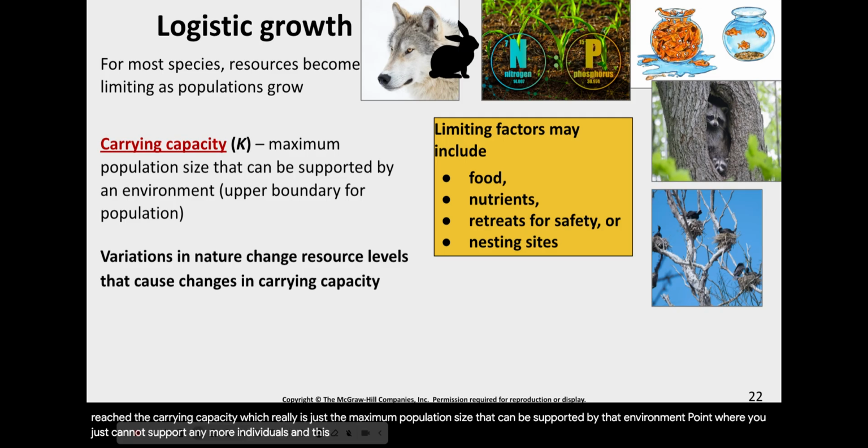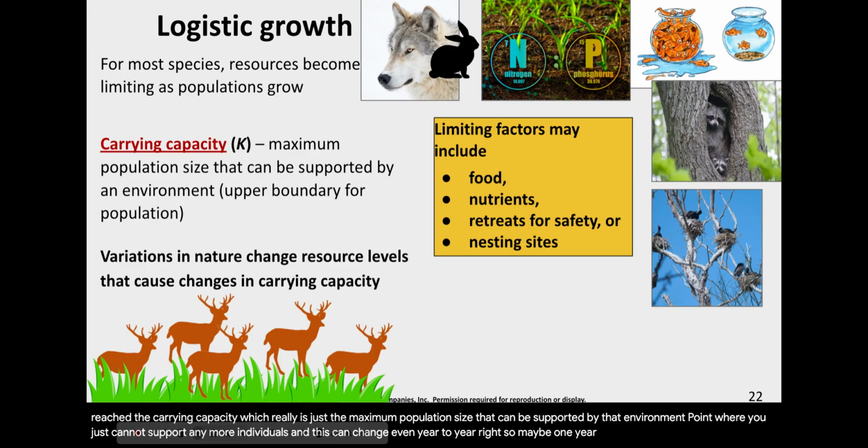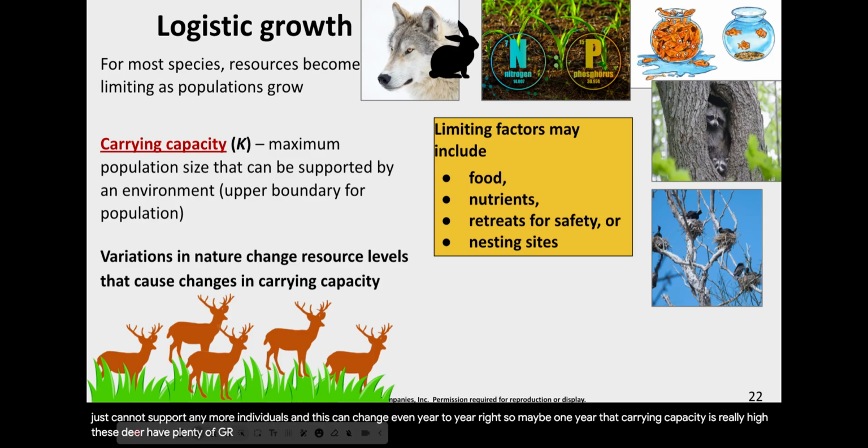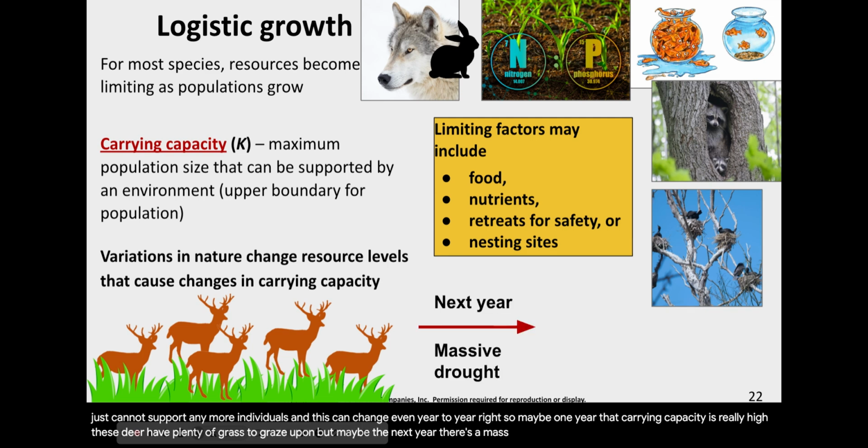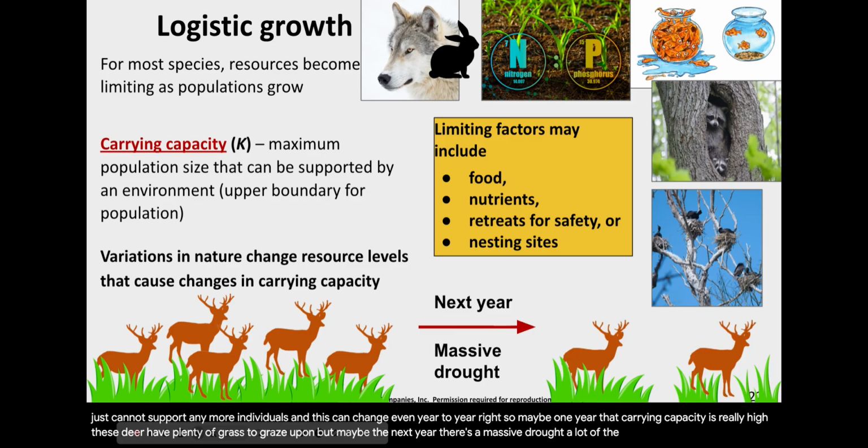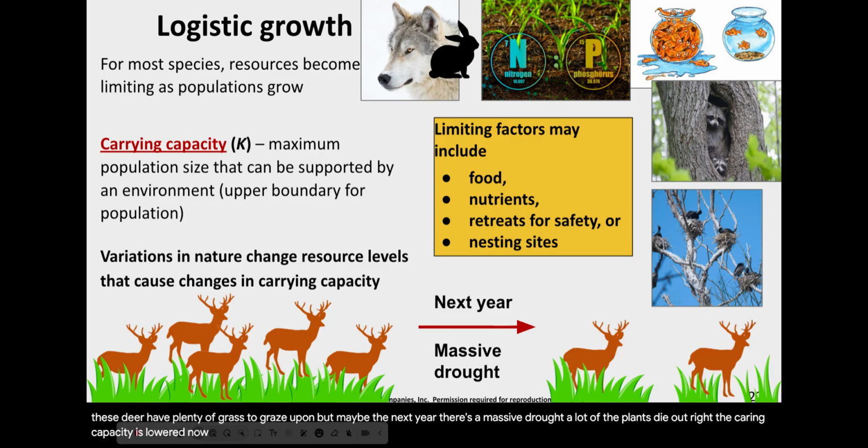And this can change even year to year. Right? So maybe one year, that carrying capacity is really high. These deer have plenty of grass to graze upon. But maybe the next year, there's a massive drought. A lot of the plants die out. Right? The carrying capacity is lowered now because there's just not as many resources as there were the previous year. So the carrying capacity can change over time.